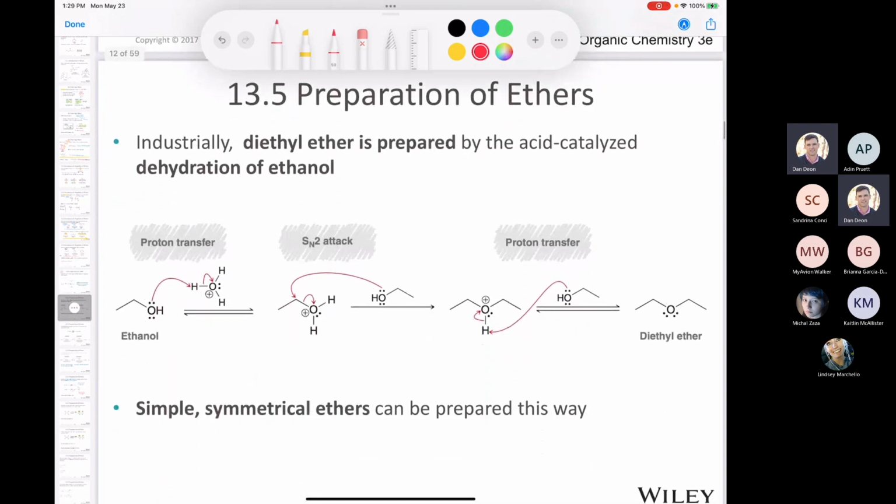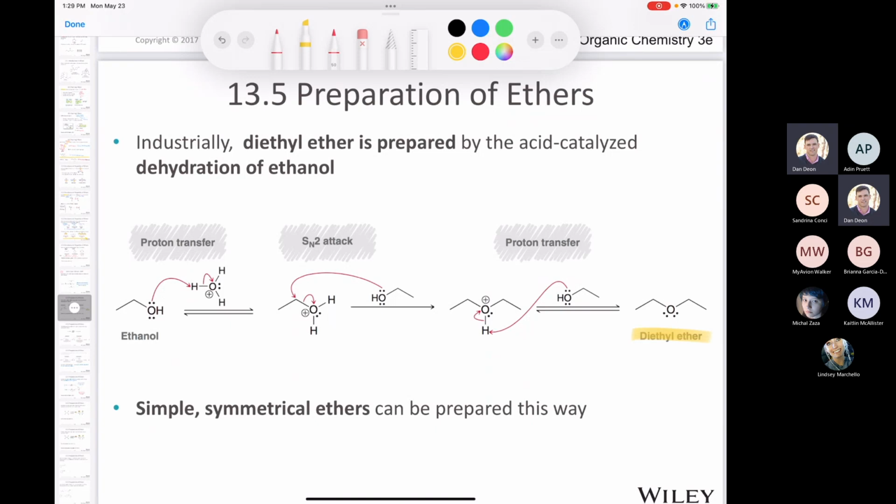And let's move on and talk about how you would make an ether. If somebody asked you, I want you to make an ether and put it in Prozac or put it in morphine, how do you do that? How do you make an ether? Well, the first way I'm going to teach you to make an ether is an industrial preparation of ethers. And it says here that diethyl ether, that solvent that I told you was very popular, is made by the acid catalyzed dehydration of ethanol.